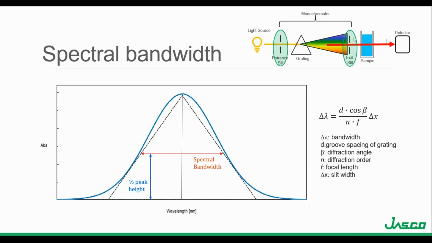The peak of this triangle is the target wavelength, and the spectral bandwidth is the full width at half max of the triangle. The spectral bandwidth is directly related to the slit width of the instrument, and the relationship between the slit width and the bandwidth is expressed by the following formula, where D is the groove spacing of the diffraction grating, theta is the diffraction angle, N is the diffraction order, and F is the focal length. So when comparing instrument performance, it's more appropriate to discuss spectral bandwidth rather than slit width, since the spectral bandwidth accounts for grating resolution and any differences between different types of grating.